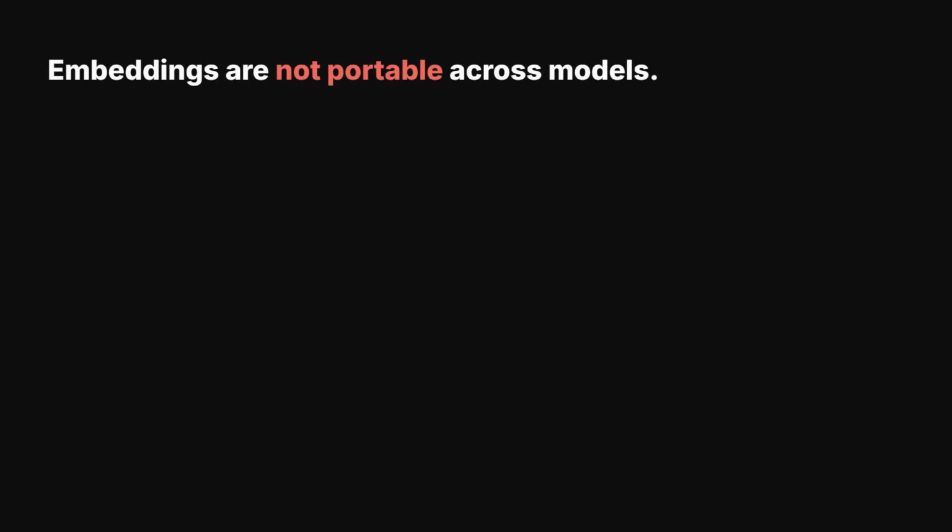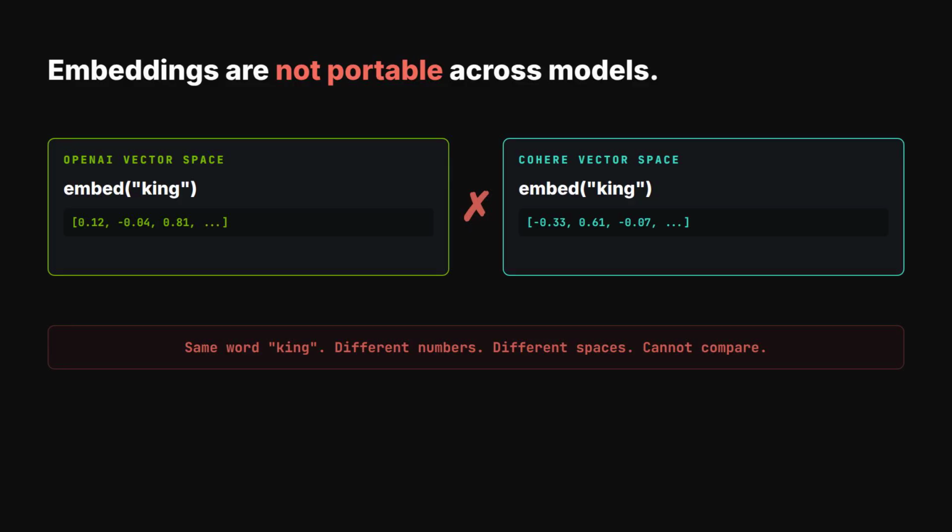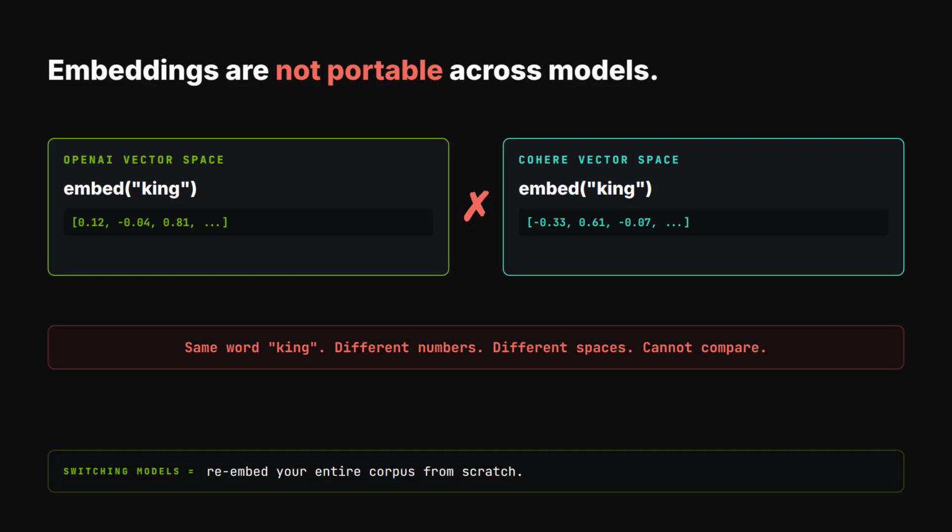Oh, and one last thing. Embeddings are not portable between models. ChatGPT's numbers for king have nothing to do with Mistral's or Claude's, because they live in completely different spaces. Switch embedding models and you have to re-embed your entire library from scratch.